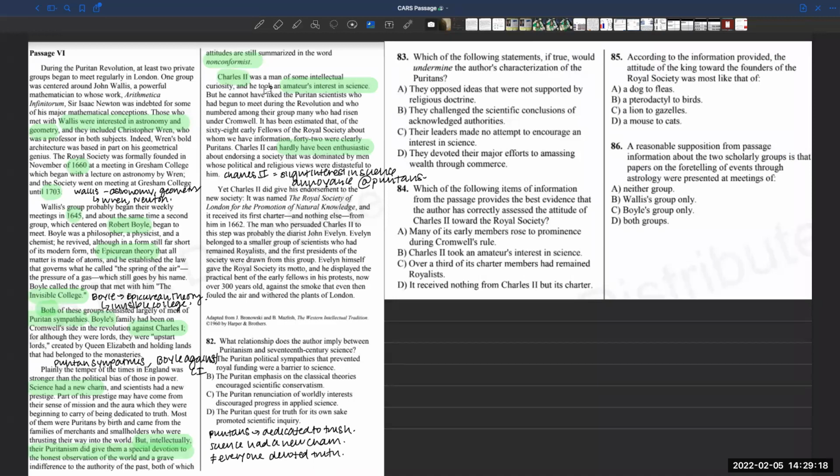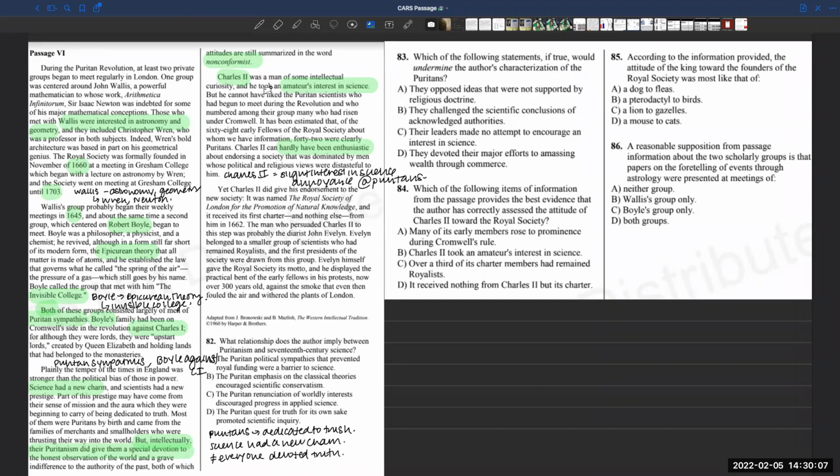Next one. Yet Charles II did give his endorsement of the new society. It was named the Royal Society of London for the promotion of natural knowledge, and it received its first charter and nothing else from him in 1662. The man who persuaded Charles II to this step was probably the diarist John Evelyn. Evelyn belonged to a smaller group of scientists who had remained royalists, and the first presidents of the society were drawn from this group. Evelyn himself gave the Royal Society its motto, and he displayed the practical bent of the early fellows in his protests, now over 300 years old, against the smoke that even then fouled the air and withered the plants of London.